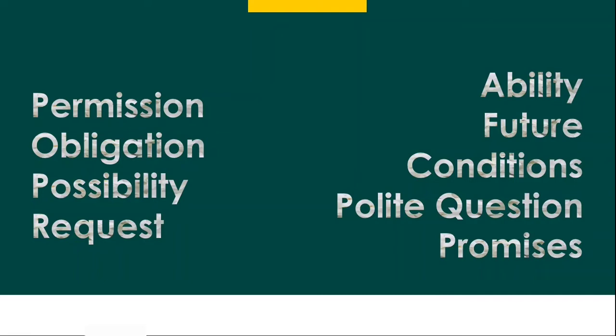Conditions क्या होती हैं? What are conditions? Conditions are the 0, 1st, 2nd and 3rd conditions in English grammar. If you do this, I will gift you that thing, or if this happens, that thing happens, like this. Polite question. Whenever you are questioning someone very politely or very gently. For example, could you please do this for me? I'll be very thankful to you. Would you please go and sit over there, because it is my seat? You are asking a very polite question, right?